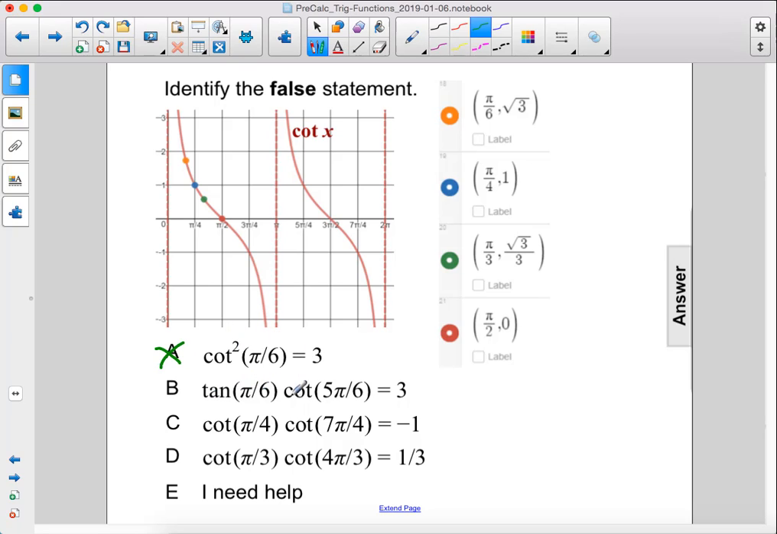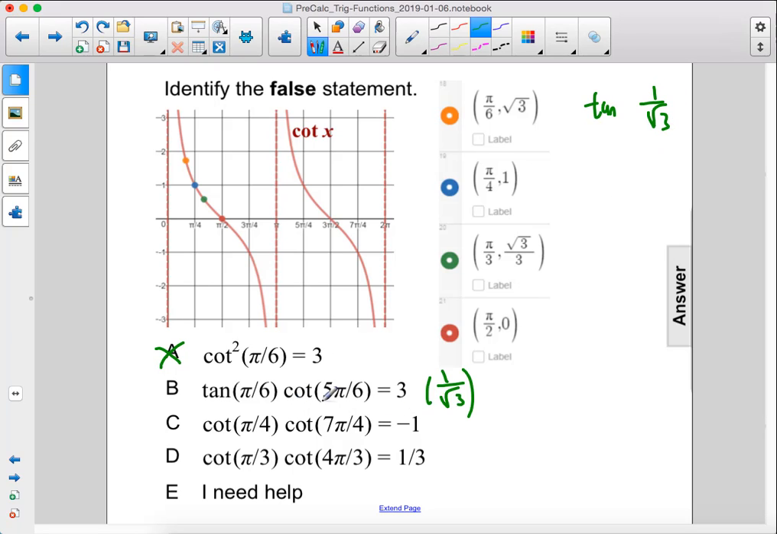Tangent pi over 6 times cotangent 5 pi over 6 equals 3. What is tangent of pi over 6? Well, that's the reciprocal of the cotangent of pi over 6. So since the cotangent of pi over 6 is the square root of 3, the tangent would be 1 over the square root of 3.